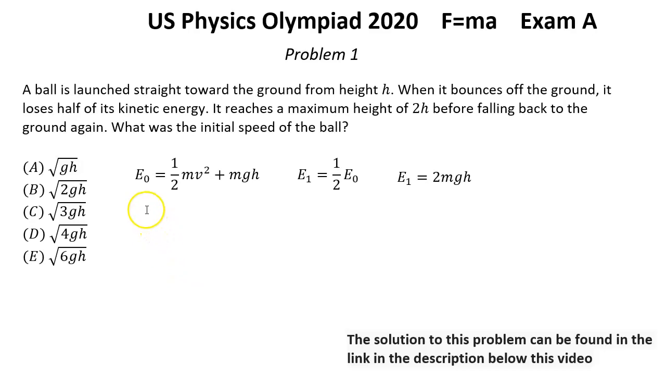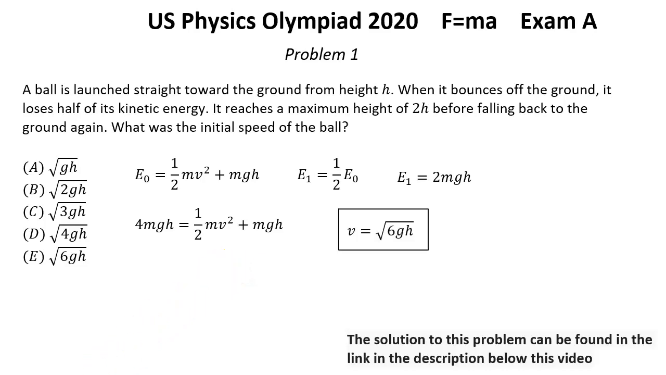Now we can write the total expression for this energy. That will be 4mgh equals 1/2 mv² plus mgh. From here we can find what the initial speed was. That was the square root of 6gh. That's answer E, and that was the solution for problem number 1.